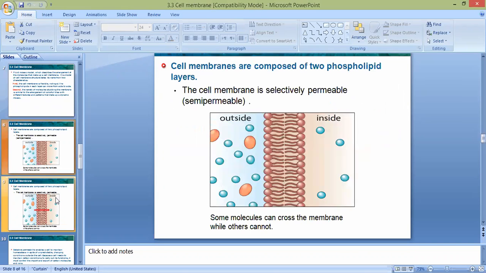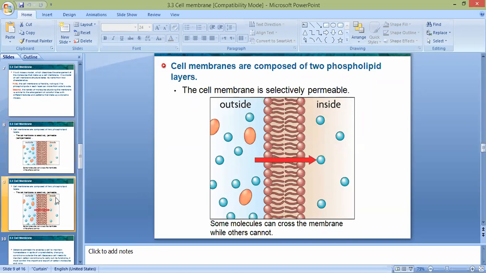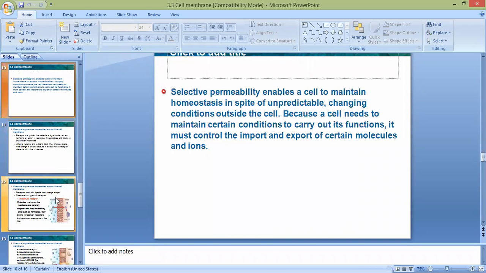Okay, the cell membrane is composed of two phospholipid layers, and it has a characteristic called semi-permeability, meaning it is selectively permeable. That means some molecules come across the cell membrane while others cannot. Tamam? This is very important, you have to know it. Selective permeability enables the cell to maintain homeostasis in spite of unpredictable changing conditions.